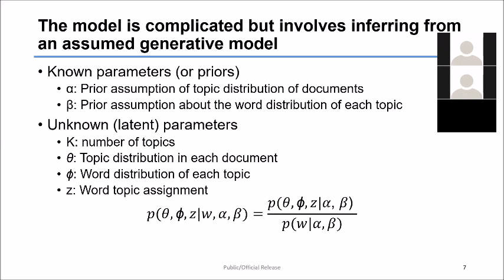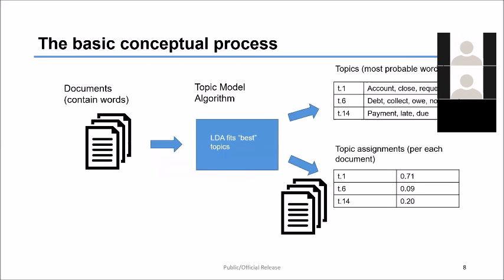I don't really want to get into all of the math that goes into this, but this is the more conceptual process of how this works. You have a set of documents, in this case complaints. It goes into the model, and what you get as your output is a list of words for each topic, and then a probability distribution of topics for each document.